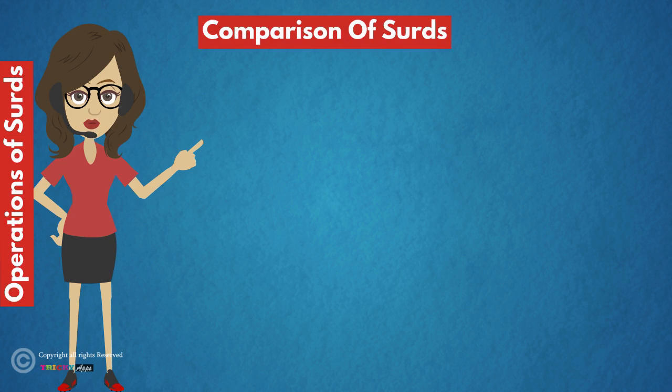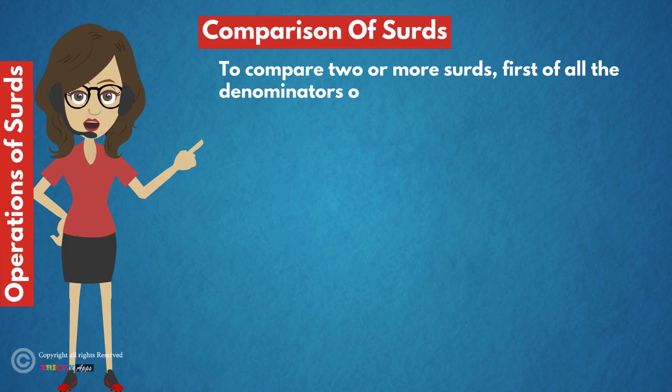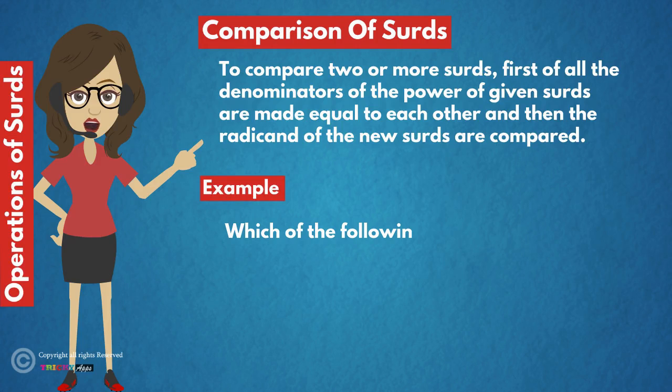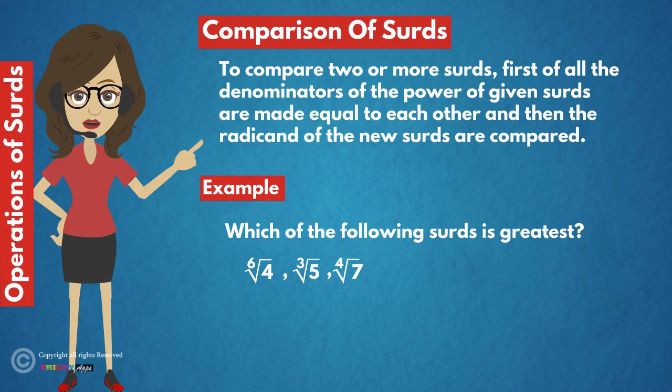Comparison of surds. To compare two or more surds, first of all the denominators of the powers of given surds are made equal to each other, and then the radicands of the new surds are compared. Example, which of the following surds is the greatest? They are 6th root 4, cubed root 5 and 4th root 7.